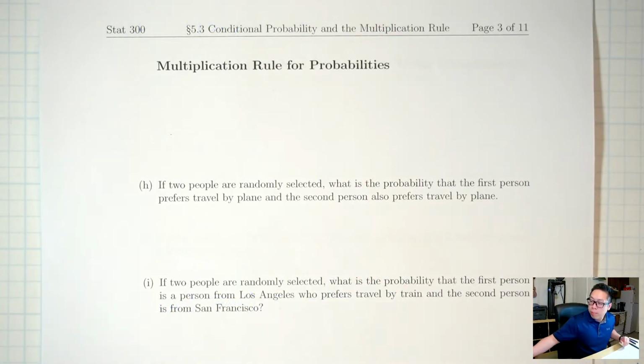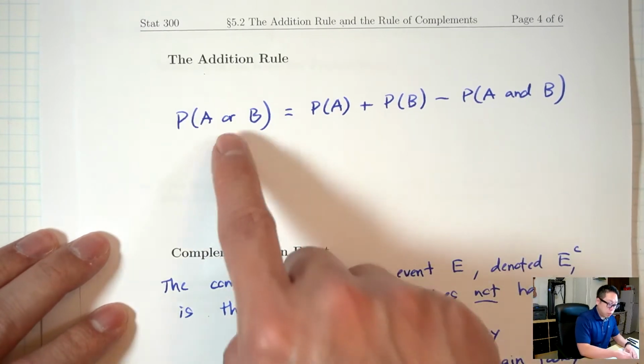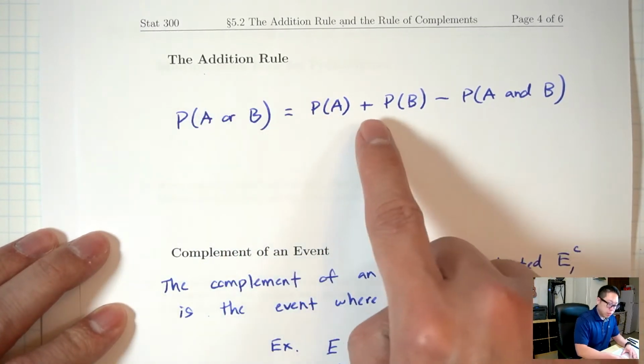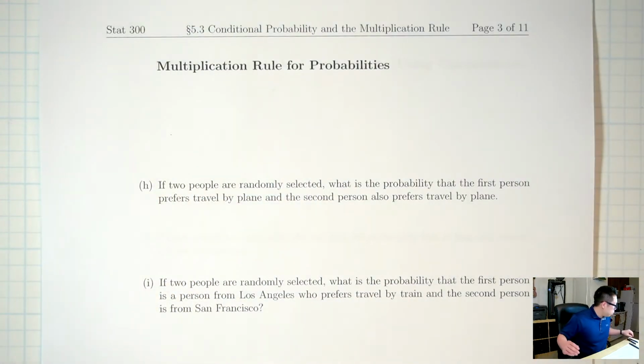In the last lecture, we talked about an addition rule. And the addition rule was a formula for finding ORs, and it's called an addition rule because of this plus sign. Today we're going to talk about the multiplication rule. And so a multiplication rule is going to be a formula for finding ands.